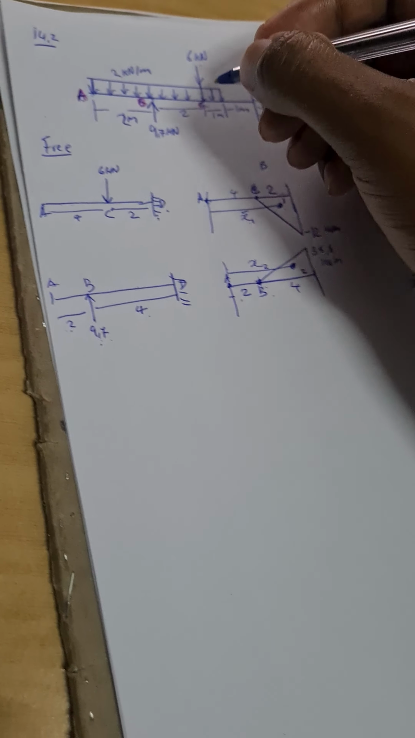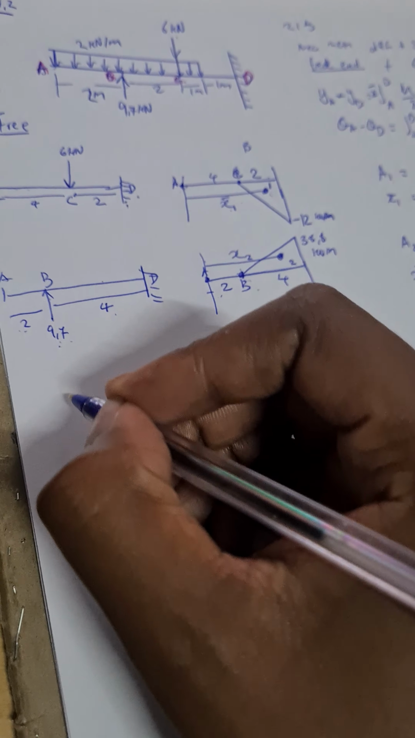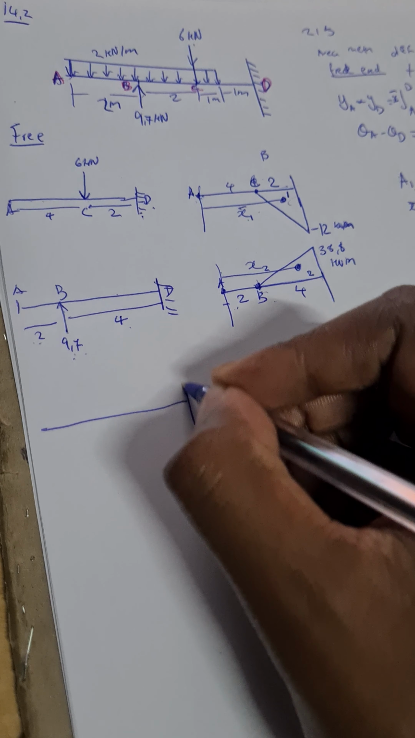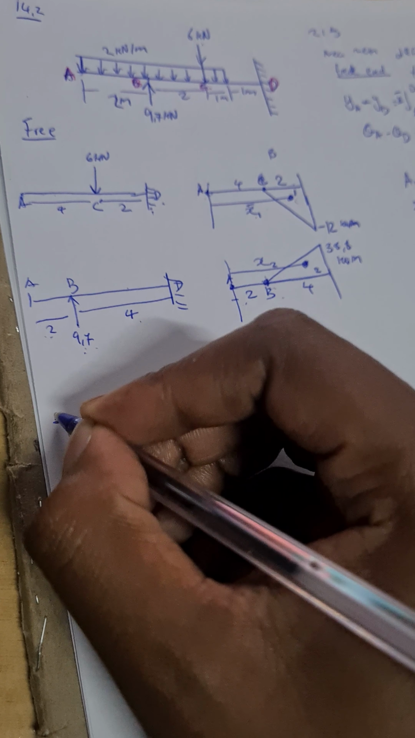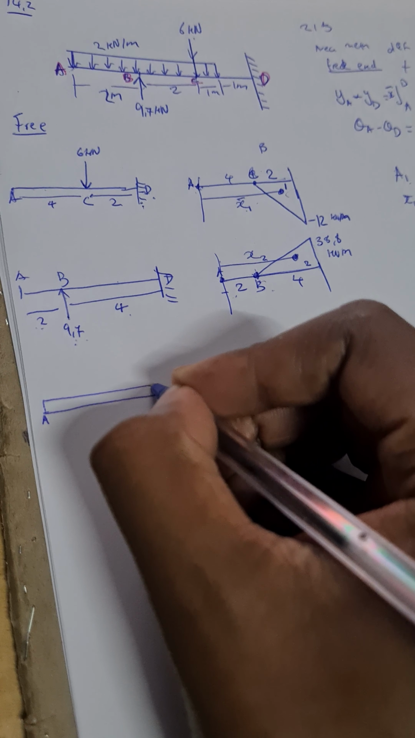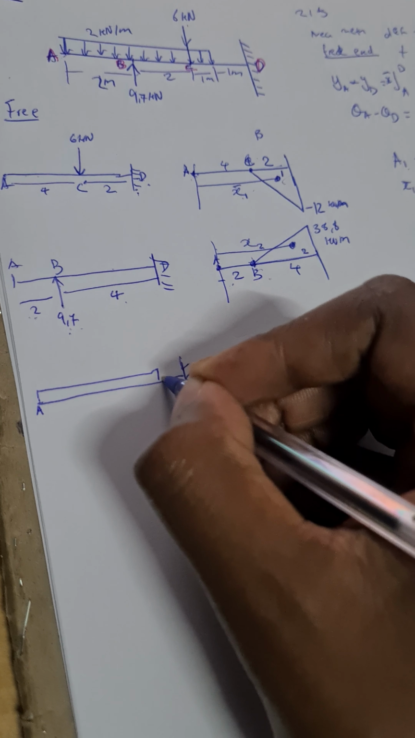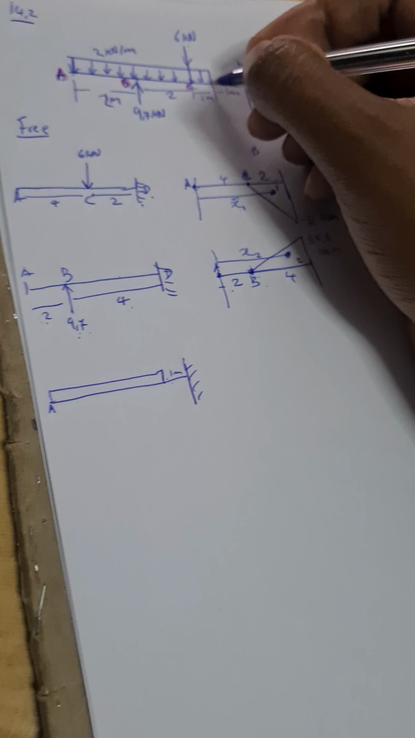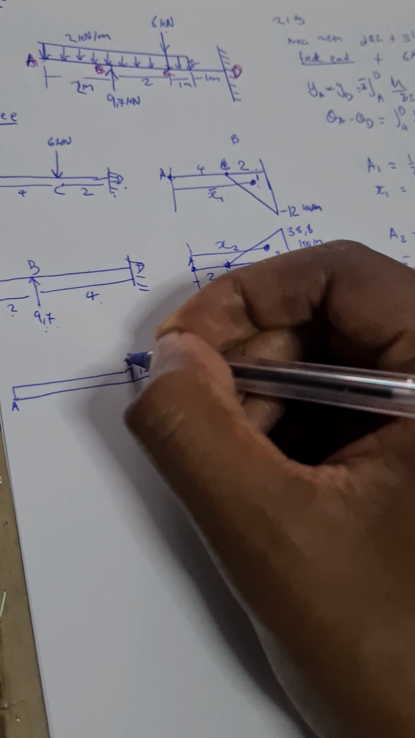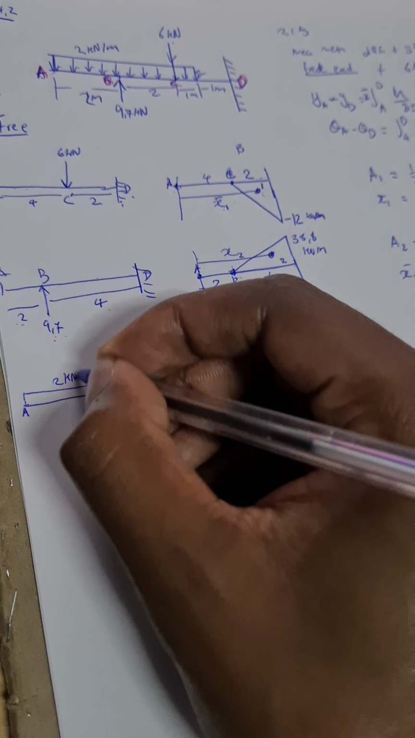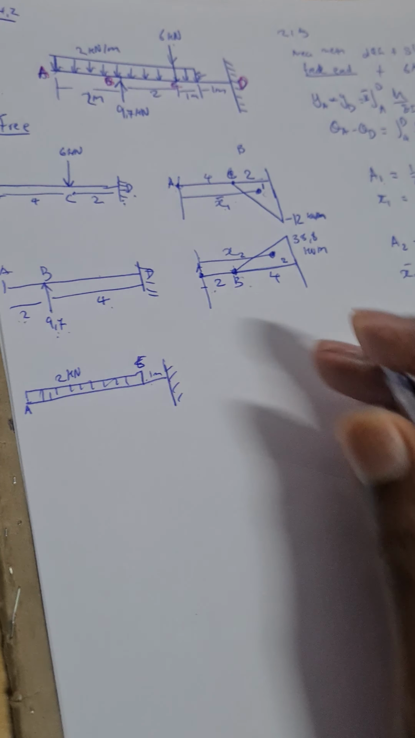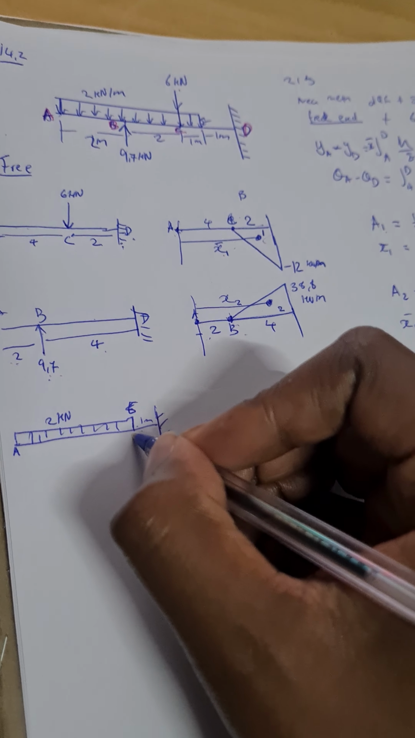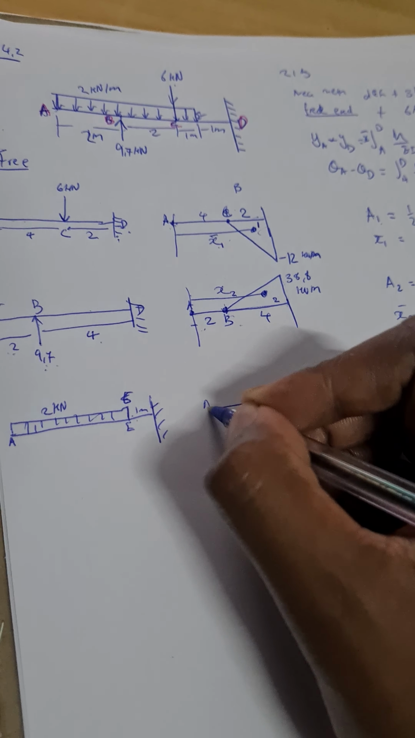Let's continue. What else do we have? We have a UDL now. So number 3, we have a UDL. So we have something like this, and then the UDL starts at A and ends at what? 1 meter. So somewhere in between. Let's call this point E. So it ends at E. So my UDL is 2 kilonewtons. So we have something like this. So now let's draw again. So yeah, from A up until E.